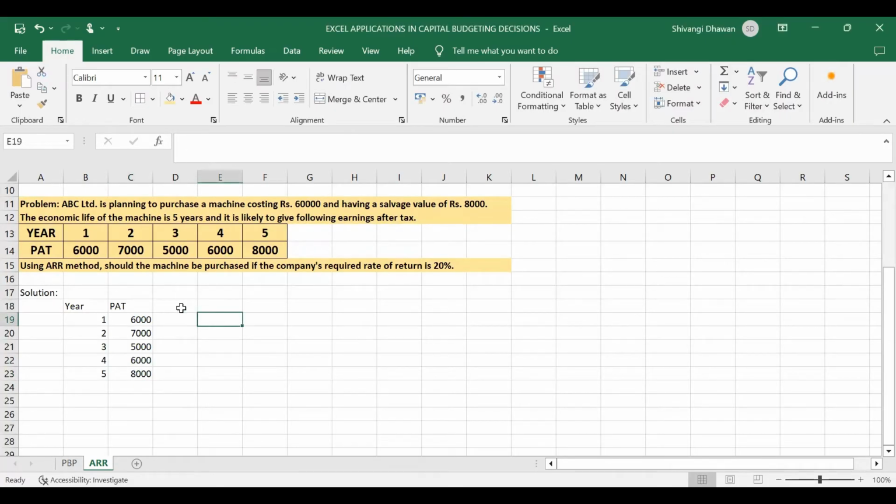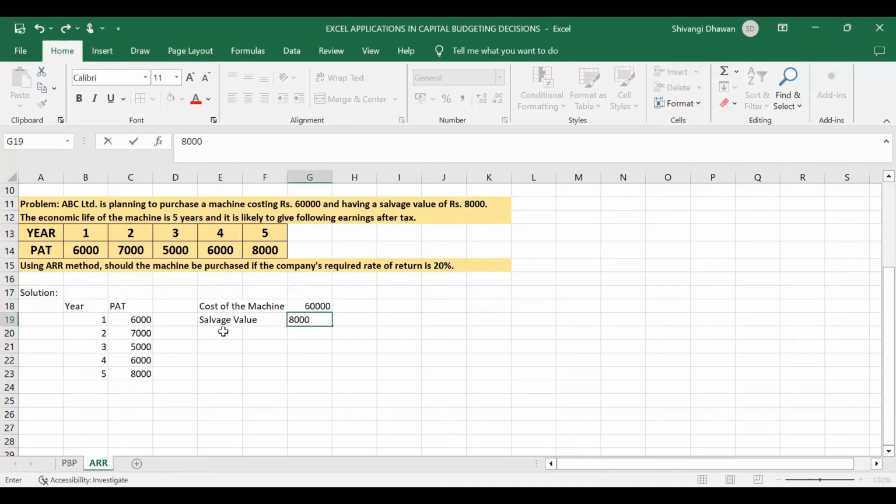Here, the other information that is given to us is the cost of the machine that is given to us as 60,000. We can write it down here. And the salvage value is also given to us, that is 8,000 rupees.